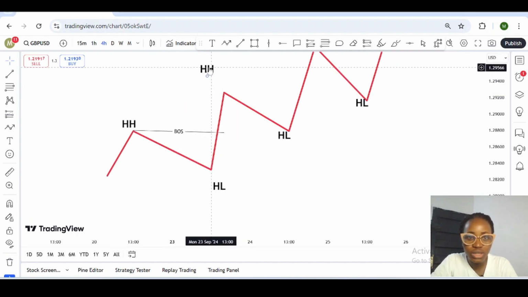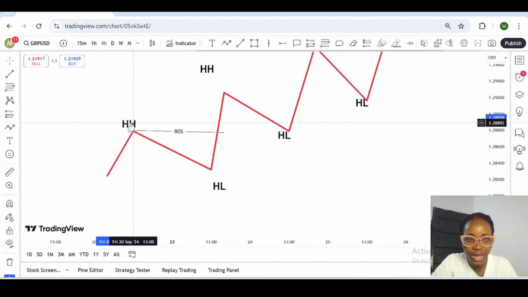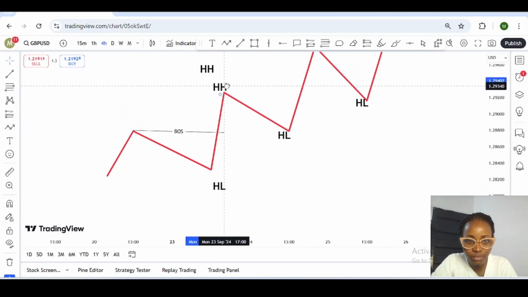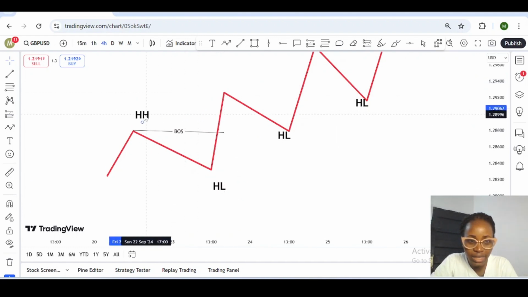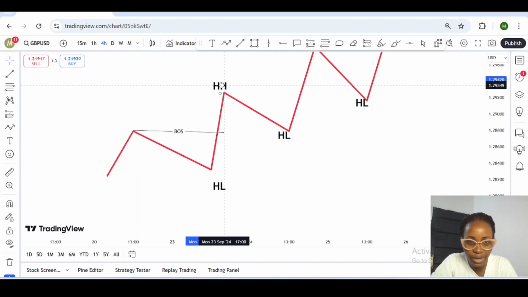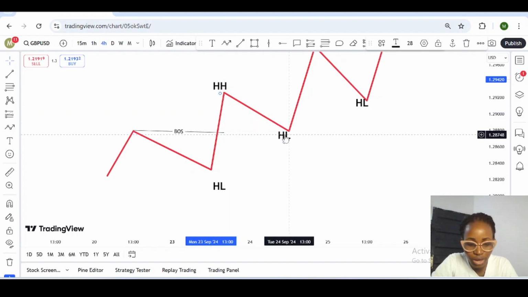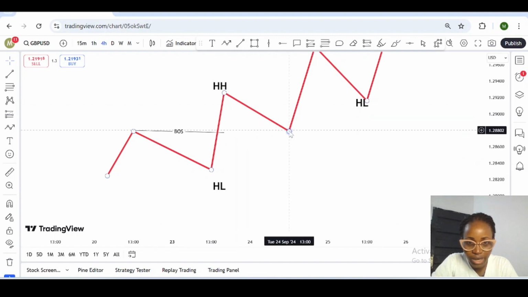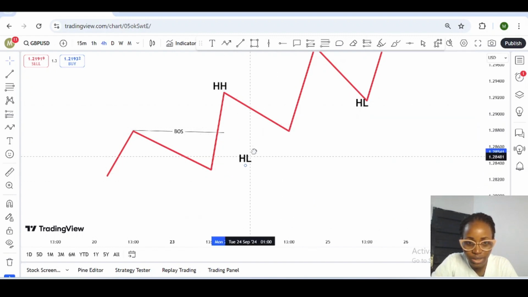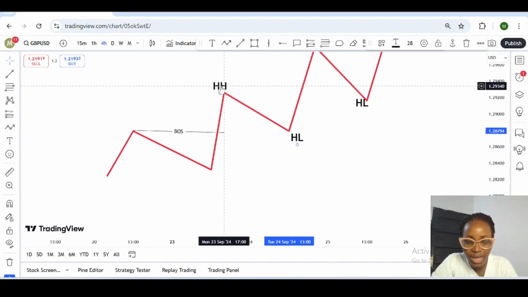Okay, so this point becomes our new higher high here. So here becomes our new higher high. You can see that this high is higher than this one here, right? So this is our new higher high here. After a higher high, we want to see a swing that will give us a higher low. All right, so this swing here has dished out a higher low here. So we are going to bring this one here. This is our new higher low and this is our new higher high.